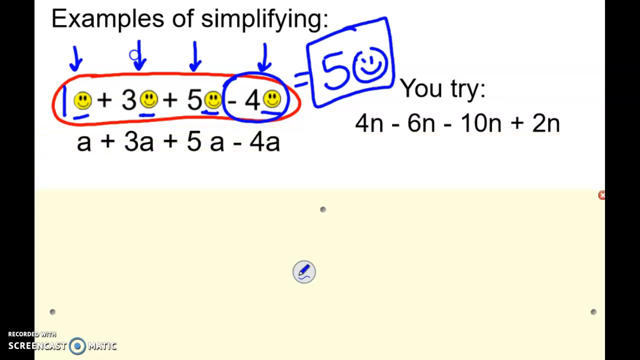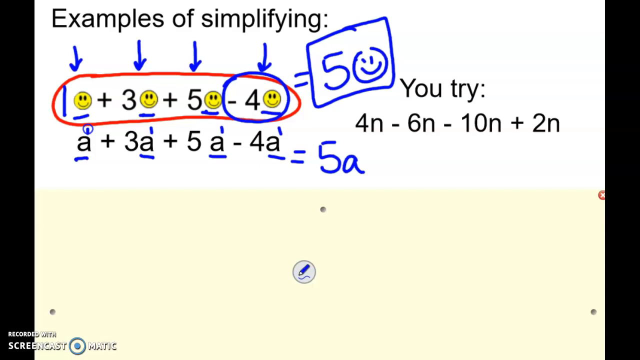Okay, so you can see here that I could replace those smiley faces with a variable. a plus 3a plus 5a minus 4a. Again, they're like terms because they're all the same variable with the same exponent, right? No exponent, or just a 1 that we don't write. And I would put it together the same way and get 5a. Okay, so you try this one. 4n minus 6n minus 10n plus 2n.